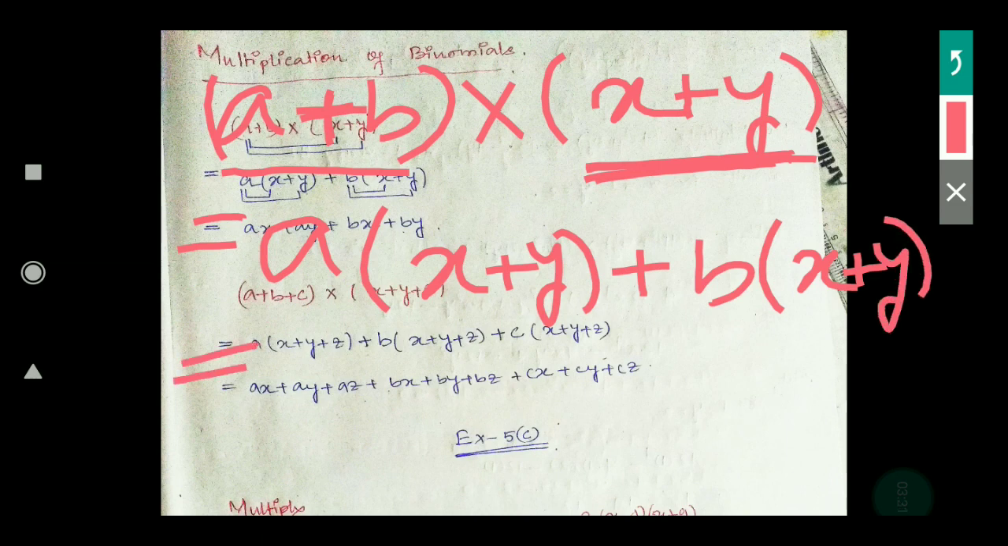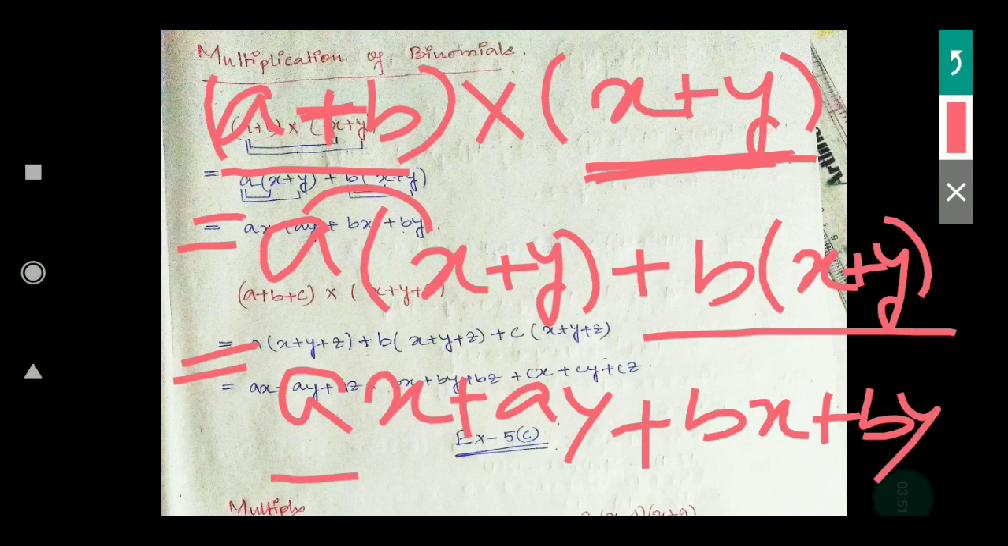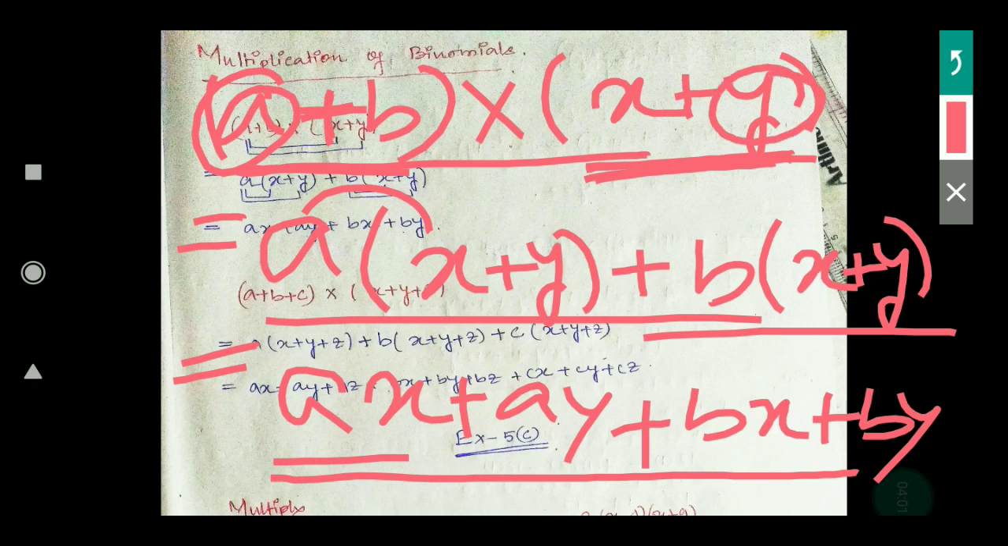Okay, now simply do the multiplication and forget about this term. You only think of it as a monomial times a binomial. In the previous exercise you have learned how to do these multiplications. So do ax, ay. Similarly bx plus by. Now check this one. Without writing this line, you can directly tell: a into x, ax; a into y, ay; b into x, bx; b into y, by.